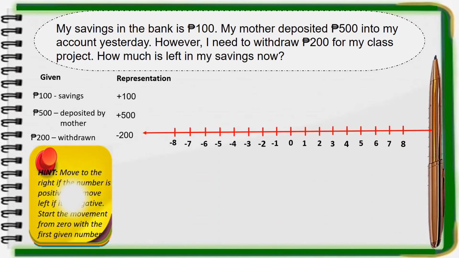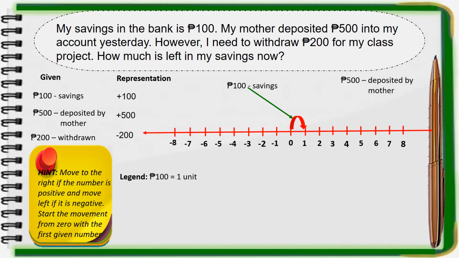Move units towards the right if the number is positive, and move left if it is negative. We start the movement from 0 with the first given number. Okay, so let us have our legend first. Every 100 pesos is equivalent to 1 unit. Tandaan, ang point of origin ay 0. So let's start. Our first given is 100. So let's move 1 unit towards right. Next is positive 500. So, 5 unit papuntang kanan.